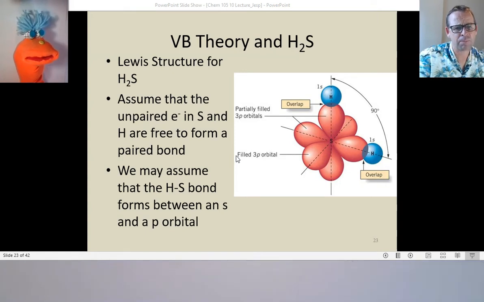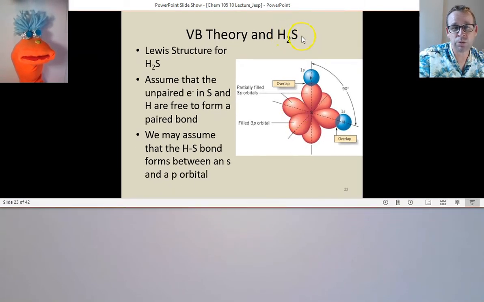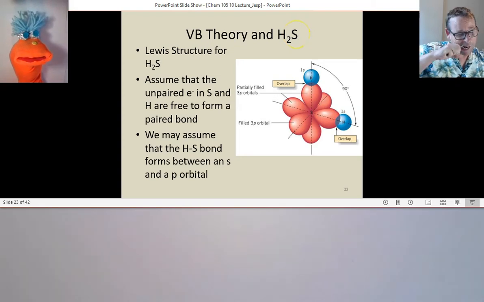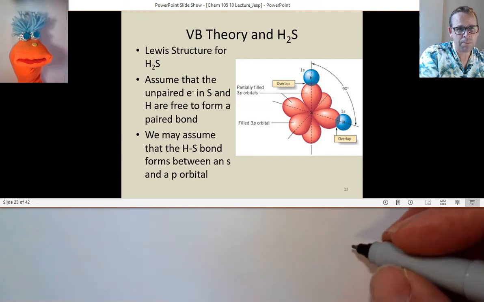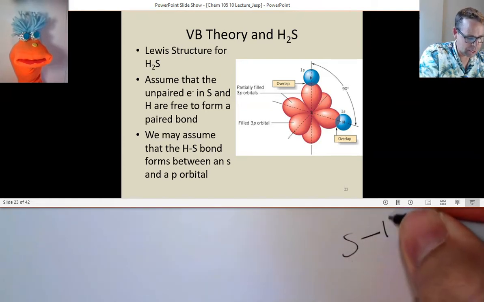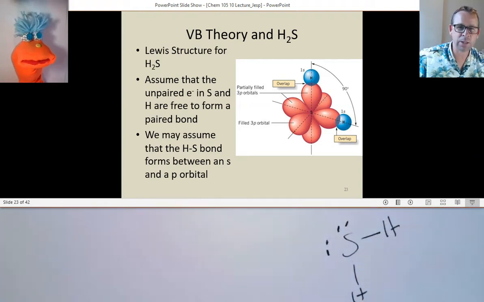And this works, but only kind of. Why doesn't it work? Well, here's the situation. If you look at a compound like H2S, dihydrogen sulfide, or hydrosulfuric acid when put into water, sulfur's in the middle, hydrogens are here, and then there are two regions of non-bonding electrons.